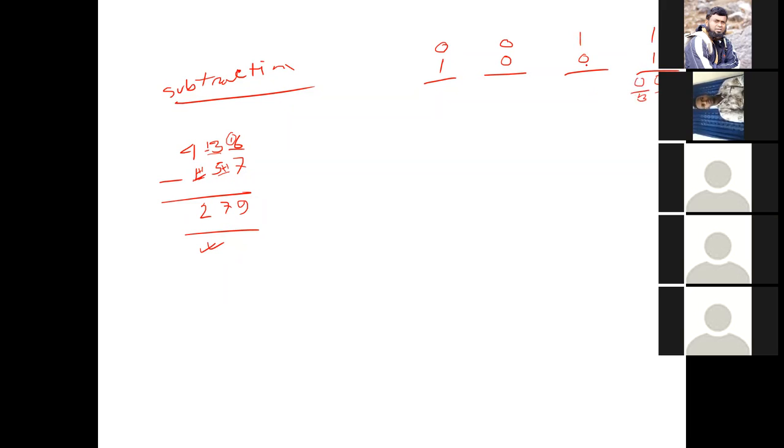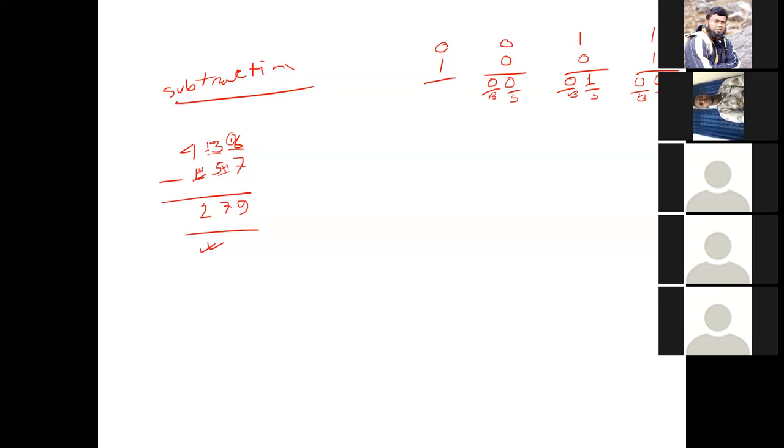Now 1 is the bigger value than 0. So 10 means our result is 1. Okay. Our result is 1. And no need for a borrow. So borrow 0 and this also 0 0. So 0 0 means our result is 0. Borrow is also 0.